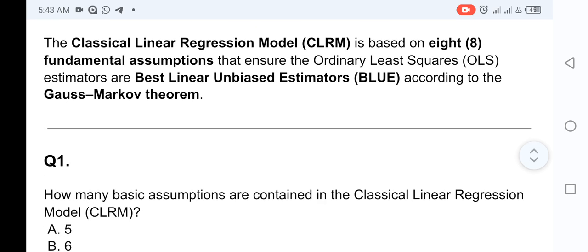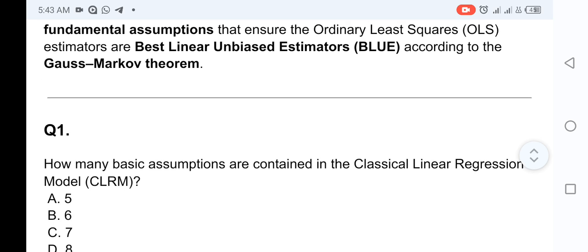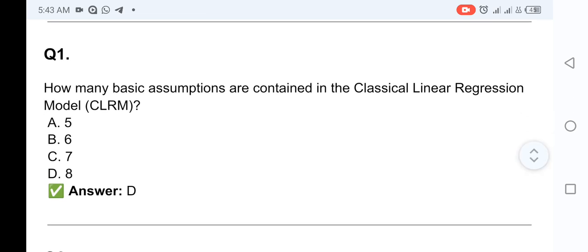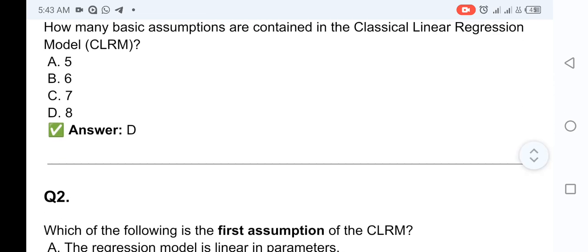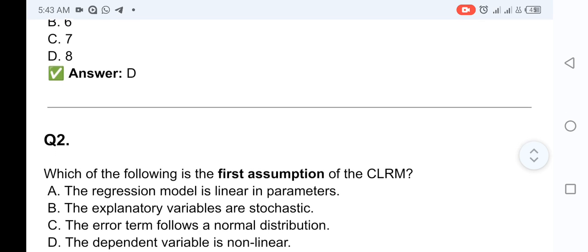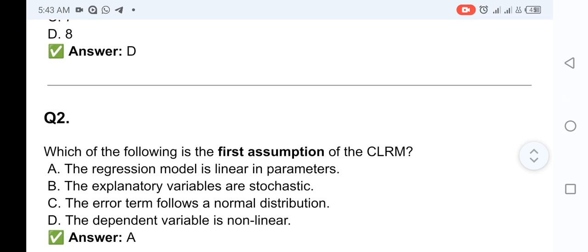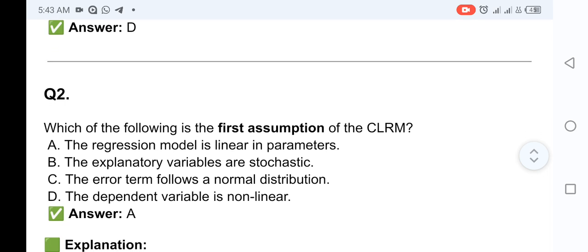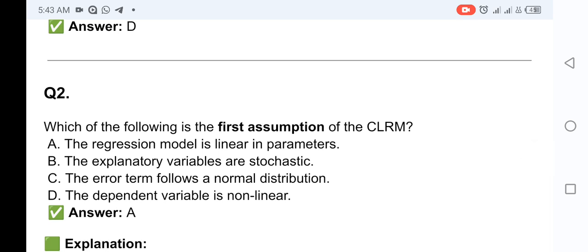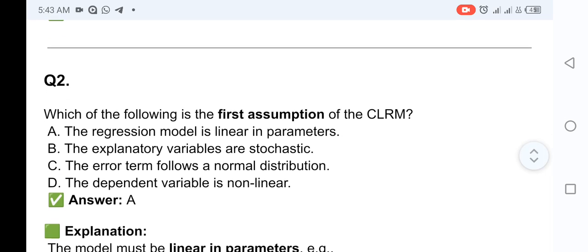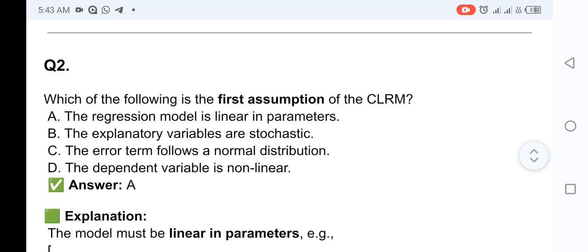Q1. How many basic assumptions are contained in the Classical Linear Regression Model, CLRM? A. 5, B. 6, C. 7, D. 8. Answer D. Q2. Which of the following is the first assumption of the CLRM? A. The regression model is linear in parameters. B. The explanatory variables are stochastic. C. The error term follows a normal distribution. D. The dependent variable is nonlinear.